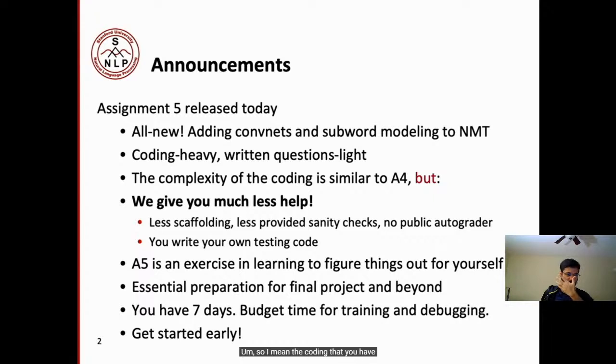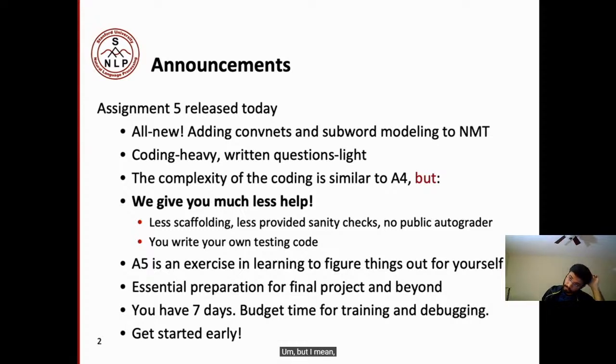So, I mean, the coding that you have to do isn't actually really more difficult than assignment 4. It's kind of like assignment 4, but what we're hoping is that this time you will be able to do it on your own. What I mean by that is for assignment 4, there was tons of scaffolding telling you what everything should be, and there were all of these auto-grader checks, and you could keep on working on your code until they passed all the auto-grader checks, and everybody did. And so it was very kind of coddled, shall we say.